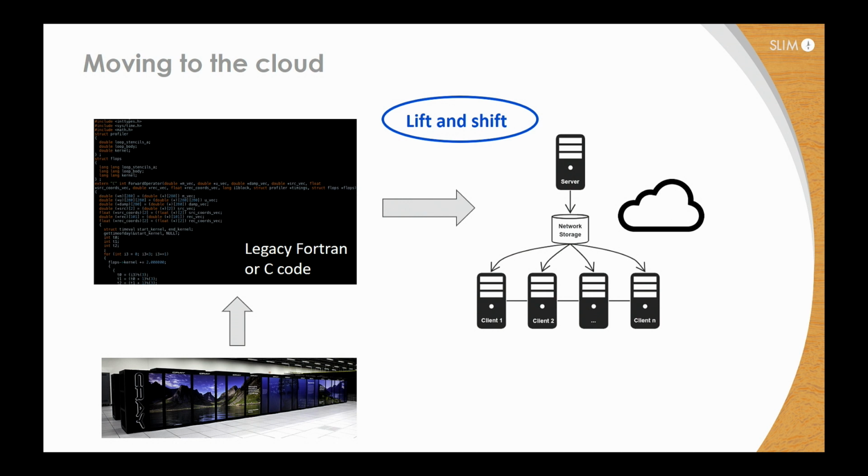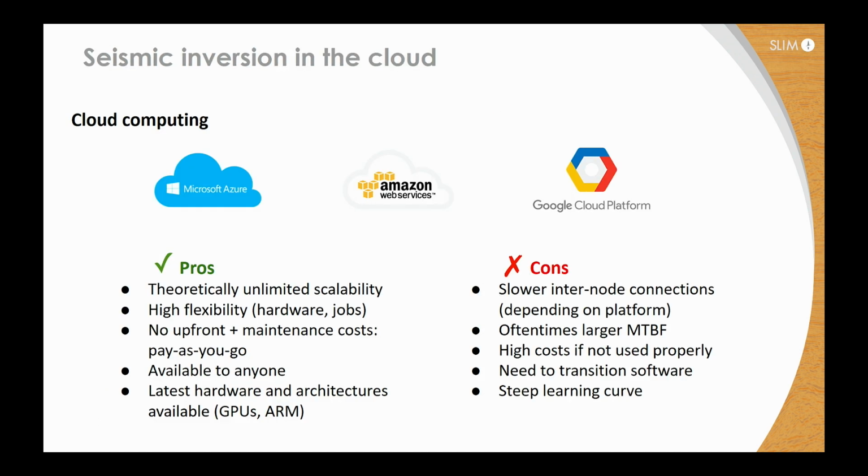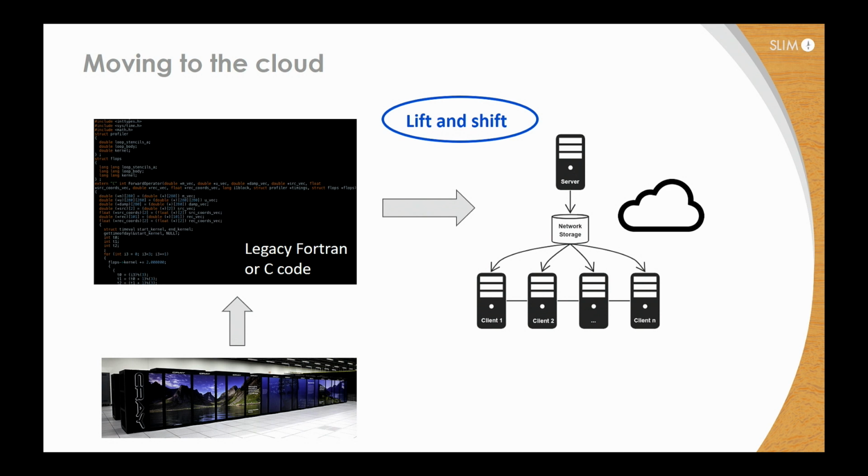So now, if you've decided you want to go to the cloud and you want to port your software to the cloud, the straightforward thing you could do is what's called the lift and shift approach. You take whatever software you ran in your HPC cluster, and you don't really do anything with it. You then spin up a cluster of instances in the cloud. So you spin up some instances. You set up an MPI cluster.